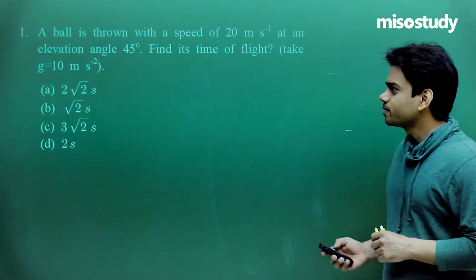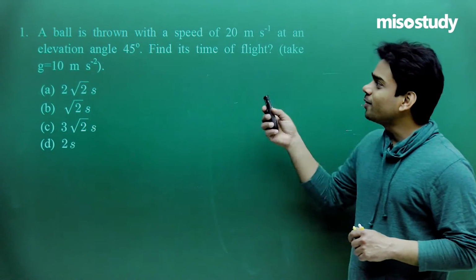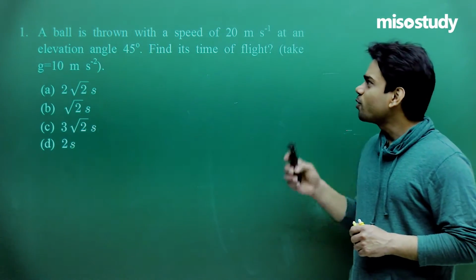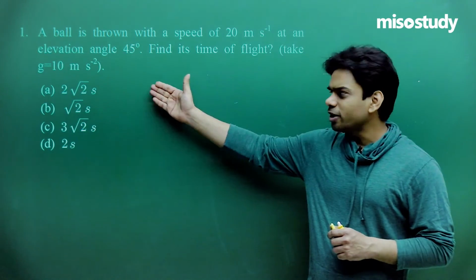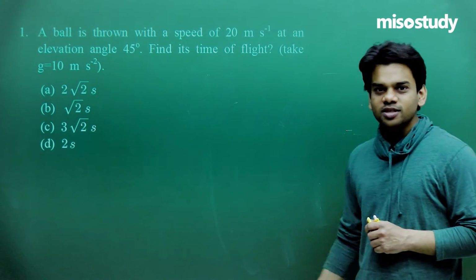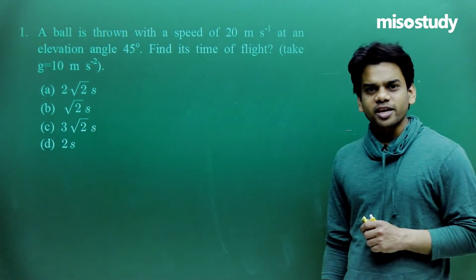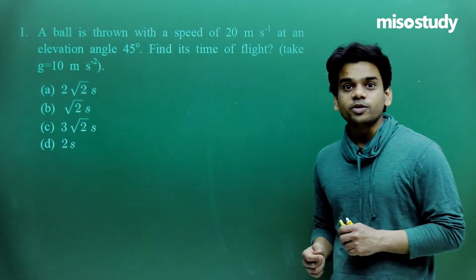Let's go ahead. The first one: a ball is thrown with a speed of 20 meters per second at an elevation angle 45 degree. Find its time of flight, take g equals 10 meters per square second. Option A, 2 root 2 second, B root 2 second, C 3 root 2 second, D 2 second. Four options. Let's see what the question statement says and let me draw the diagram of what we can understand from the statement of the question.